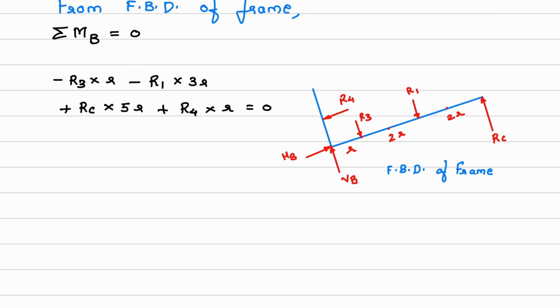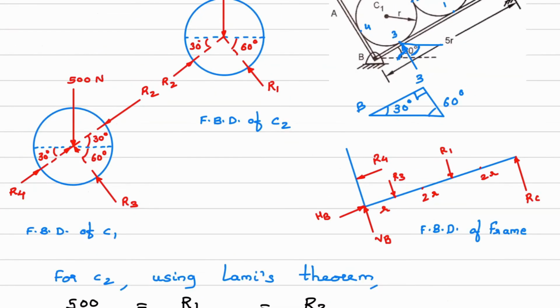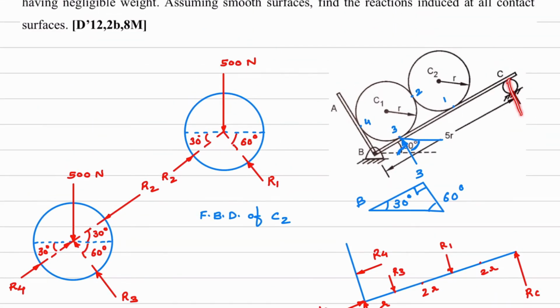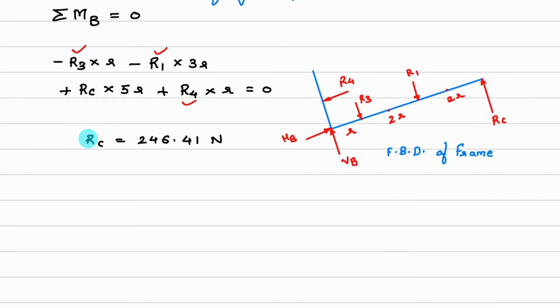Now we have all the values over here. We have value of R3, R1 and R4. So we can calculate RC in this equation. So from here we can calculate RC. Value of RC is 246.41 Newton. Now direction of that RC, it is there in the diagram, right? Here it is clearly visible. If you see the main diagram, this is the direction of RC. So no need to again show the angle over there, it is understood. So this is value of RC.